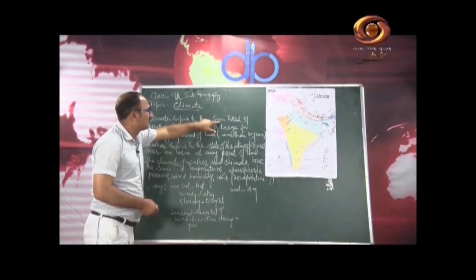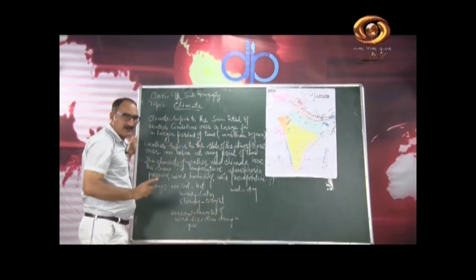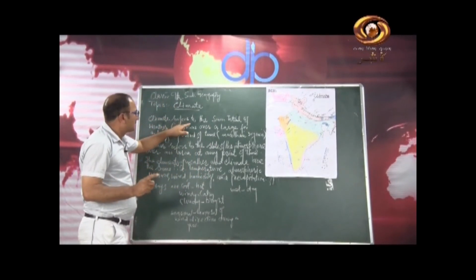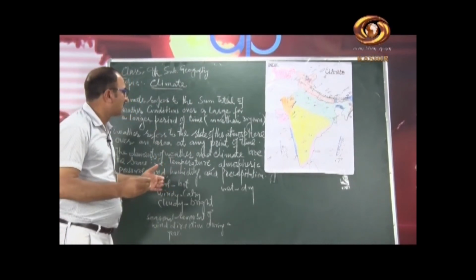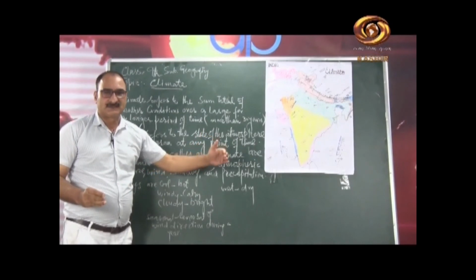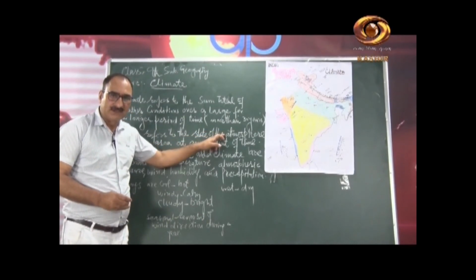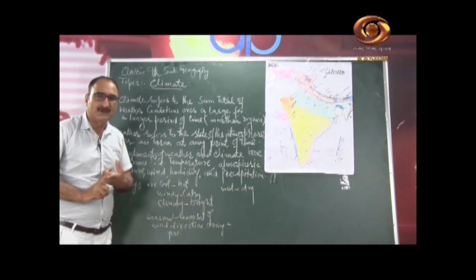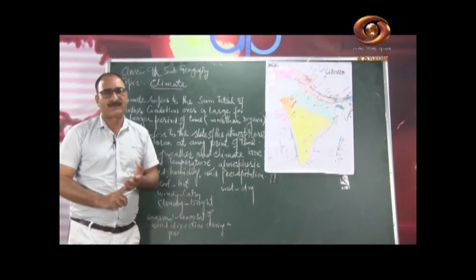Climate refers to the sum total of weather conditions over a large area for a longer period of time, more than 30 years. Whereas weather refers to the state of the atmosphere over an area at any point of time. But the elements of weather and climate are the same.